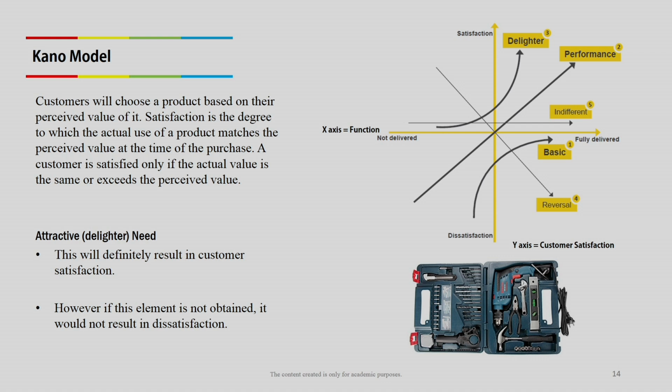The next need is attractive or delightful need. This will definitely result in customer satisfaction. However, if this element is not obtained, it would not result in dissatisfaction. For example, in the case of a drill, you are providing a good box, you are providing different kinds of tool bits, for example, for concrete, for wood, for metal, and other tools required like plier, spanner, etc. So, these are delighting you.